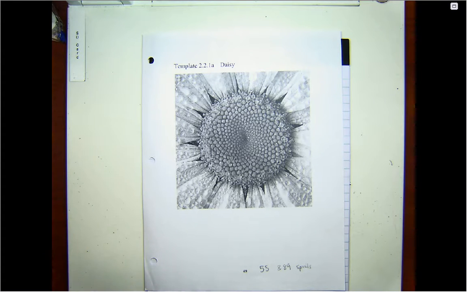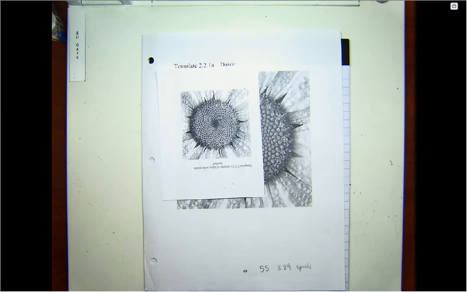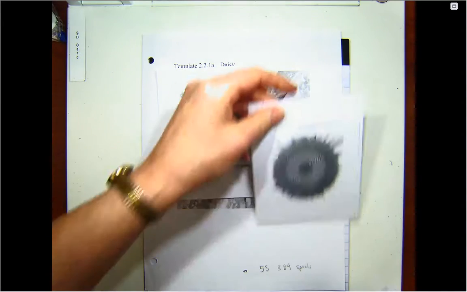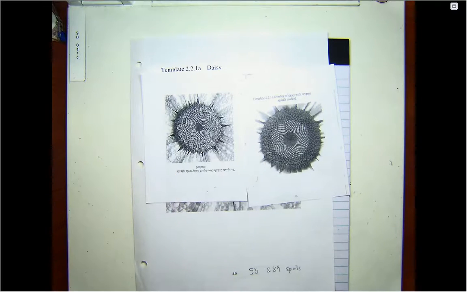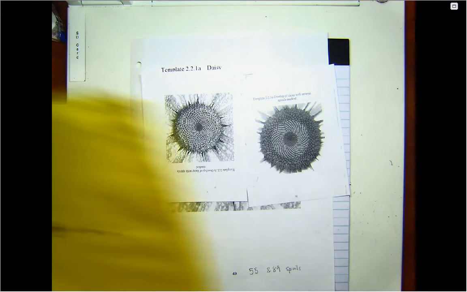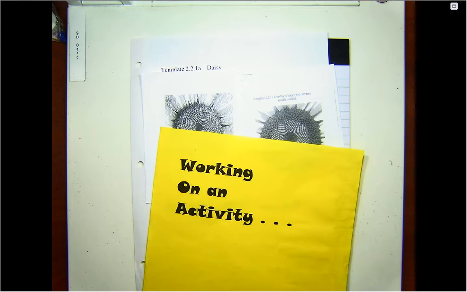I'm going to give you a little piece of paper. Online students, you can print these off from the class activities. On both sides of the paper, you'll see the same daisy marked with spirals going one direction and the other. These will be easier to count than your pine cones or your pineapple. I'll hand these out and you can count them. You can write on these and then dispose of them, so you don't have to worry about marking them up.